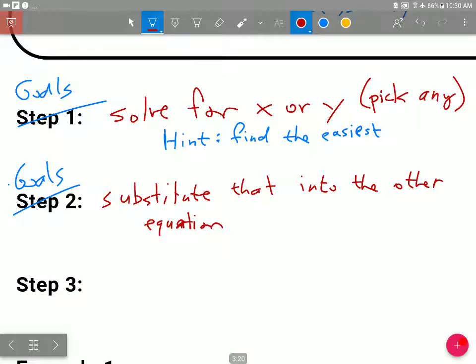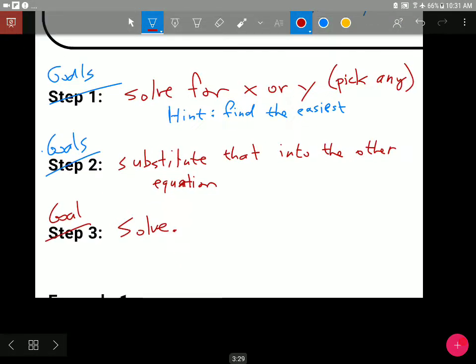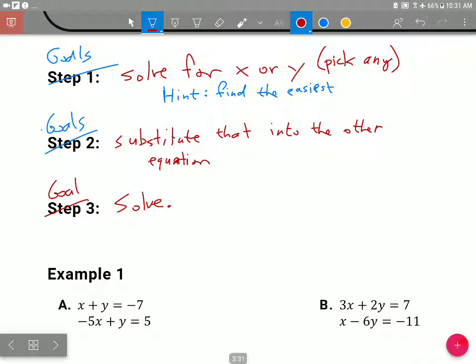Step or goal 3 is to solve. At that point, solving becomes a little more self-explanatory. Even if you're not fully savvy on how to do it, you can probably figure it out after doing it a few times. You follow me? So we're going to solve for one of the 4 variables, whichever one feels easiest to us, and then we're going to substitute that into the other equation. And then we're going to solve.